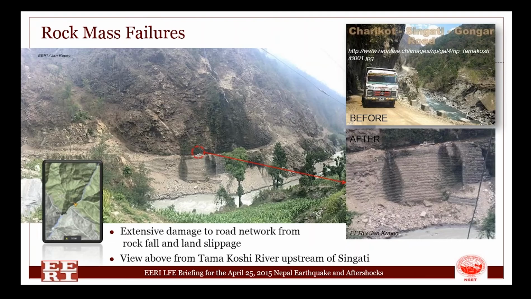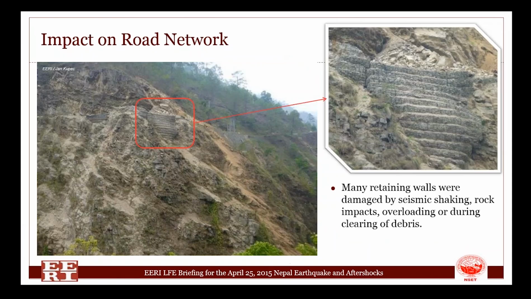Rock mass failures are another large topic. I picked a site northeast from Singati, along the Ganga Road. On the right-hand side is the picture from before, and directly underneath is the picture directly after the event. One can see the large amount of debris deposited on the road itself, which in many places is actually oversteep. The retaining walls along this road were extensively damaged. In this picture, there's about 450 tons of debris sitting on a gabion wall, and the gabion wall in the bottom third is extensively bulging out.